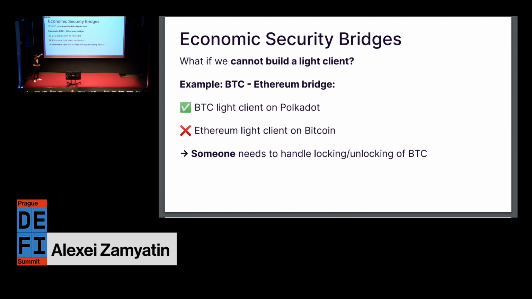But an Ethereum light client on Bitcoin is not possible. Why? Well, Bitcoin has no smart contracts. Bitcoin has no way to encode or react to external events. It just doesn't support that functionality. So someone or something or a group of people need to actually be the ones who lock and unlock BTC. So they need to mimic and replicate the functionality that you would encode on Ethereum in a smart contract.